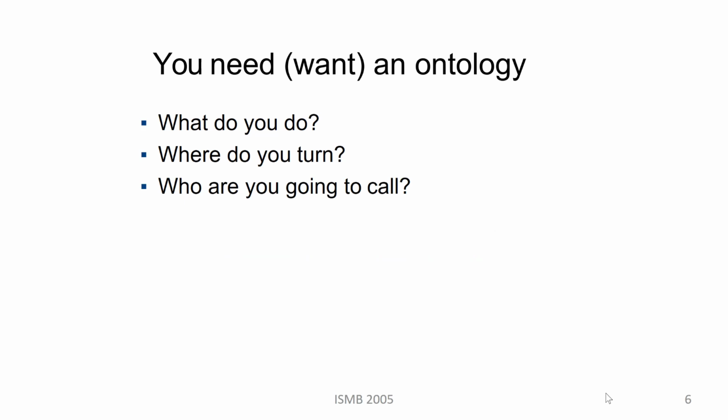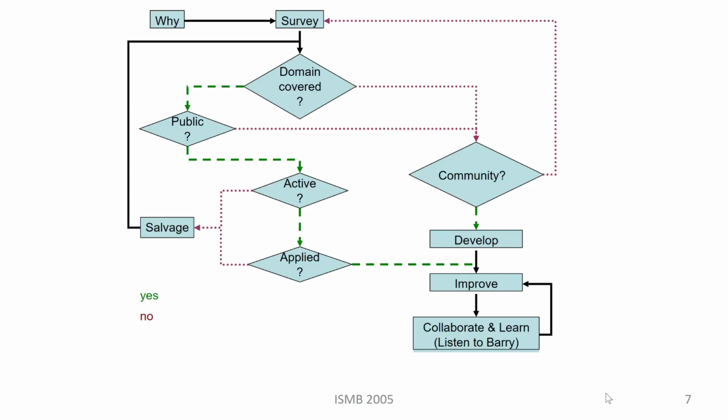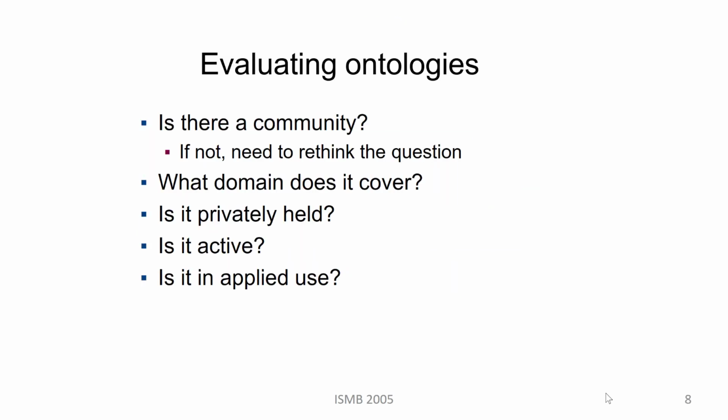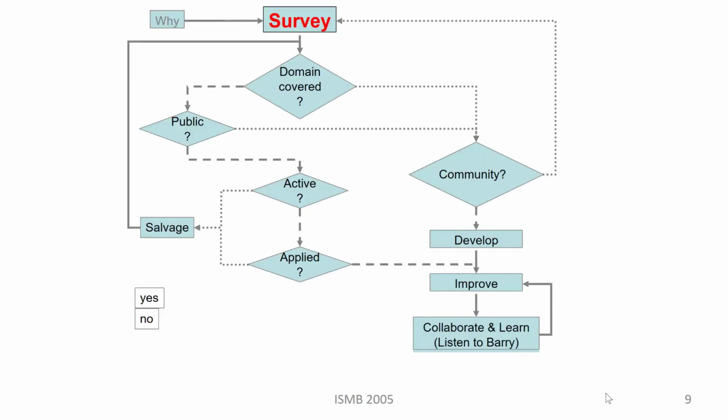So these are Michael's and Susie's slides. What do you do when you need an ontology? Well, you go through this flowchart, and you'll see that the flowchart ends in the bottom right-hand corner. So if you can't think of anything else, then you talk to me. So first of all, you evaluate what exists. Is there a community of ontologists already working on your problem? What domain exactly does their work cover? Is it private? Is it active? And so on. So that's the survey.